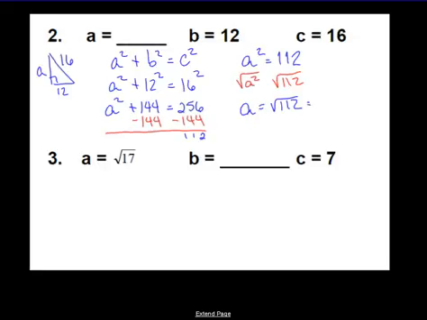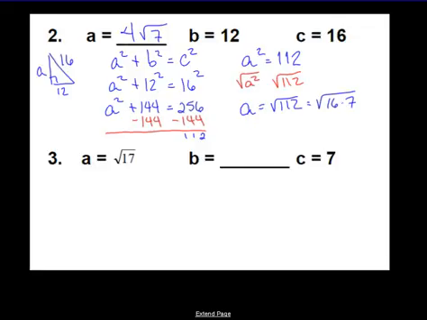Square root of 112 is the same thing as saying the square root of 16 times 7. Square root of 16 is 4, so A is going to be 4 times the square root of 7.